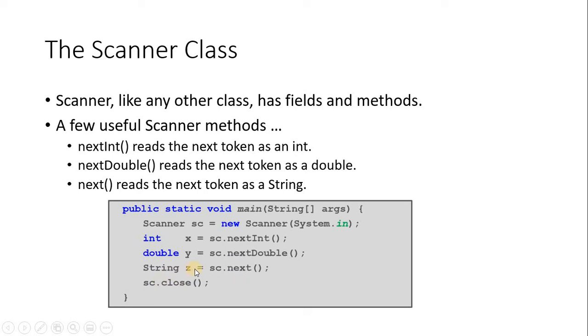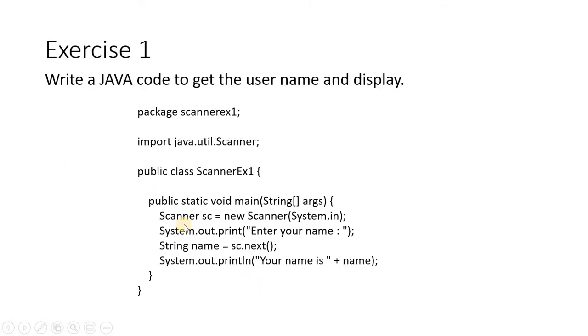In the same way we use the scanner object sc and call next, so it will get the string token that is assigned to the string object. Finally, we are closing the object. So this is one example. I will show a separate video for working with the example. Anyhow, we can discuss it here.